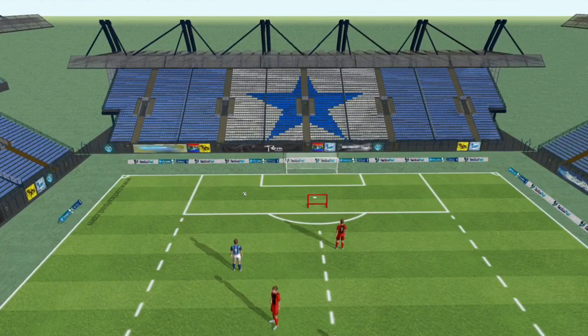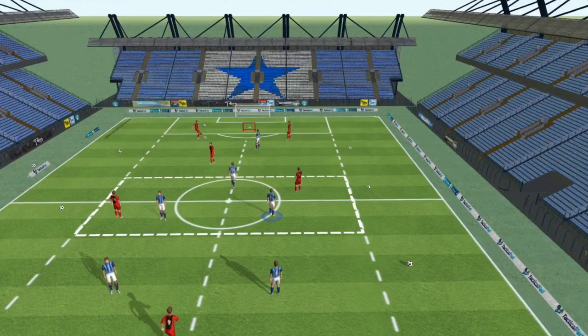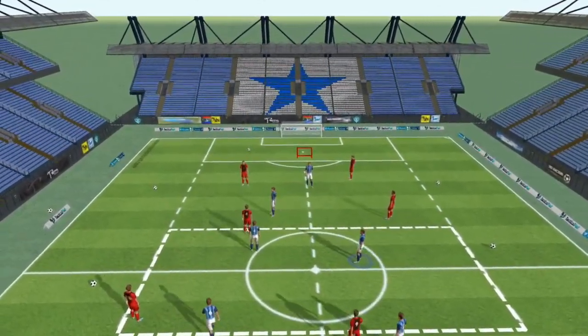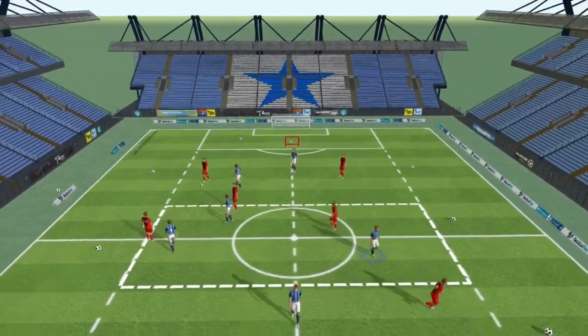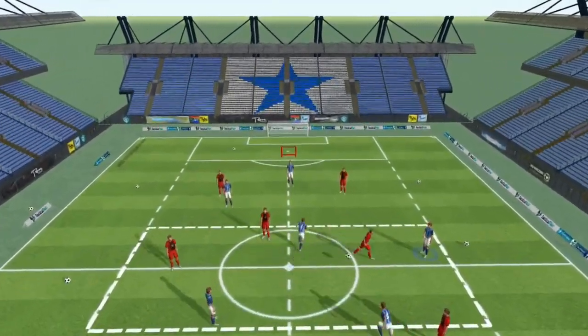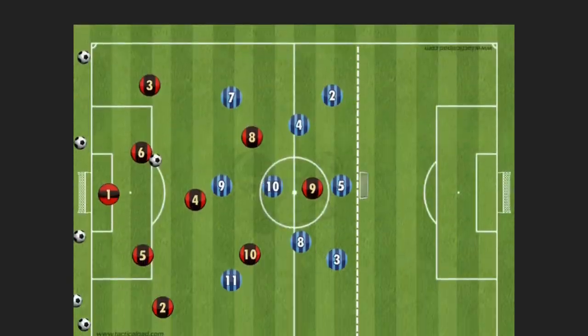They should look to intercept any weak square passes, bobbling passes, or hard to control passes, backward passes, or any passes to an opponent's weak foot, or if the player is facing away from their goal.